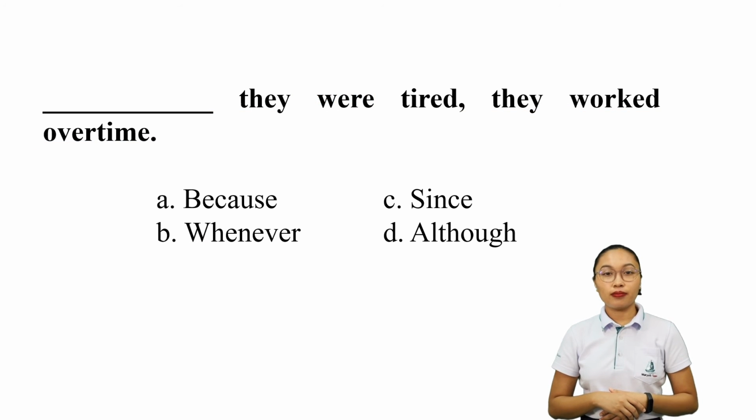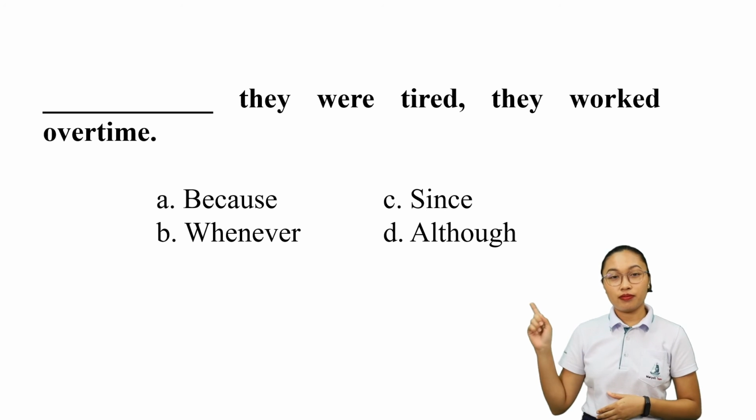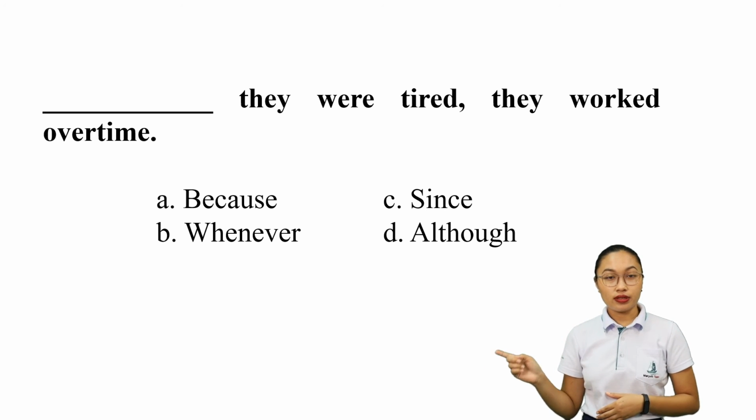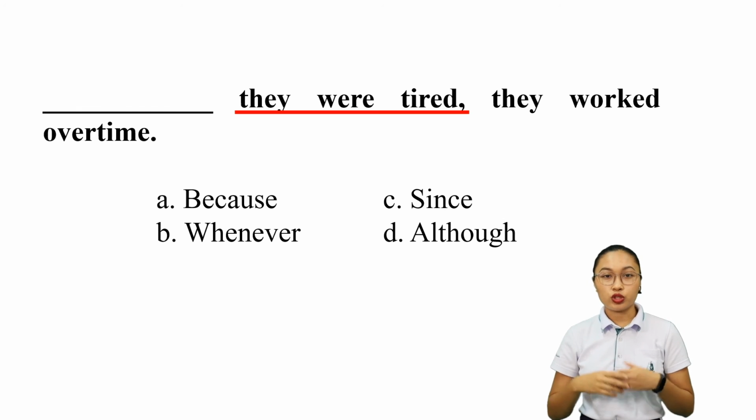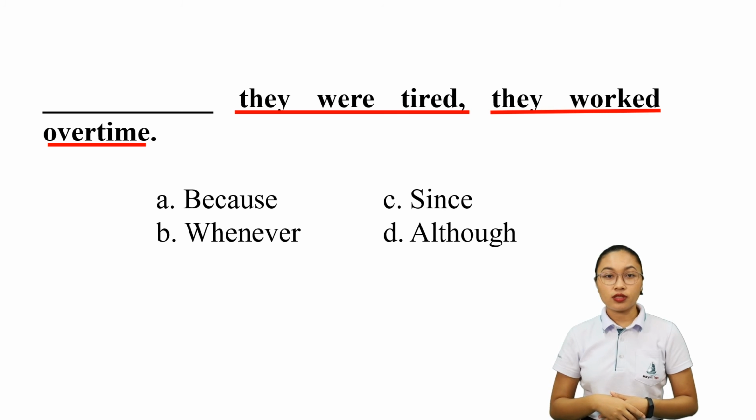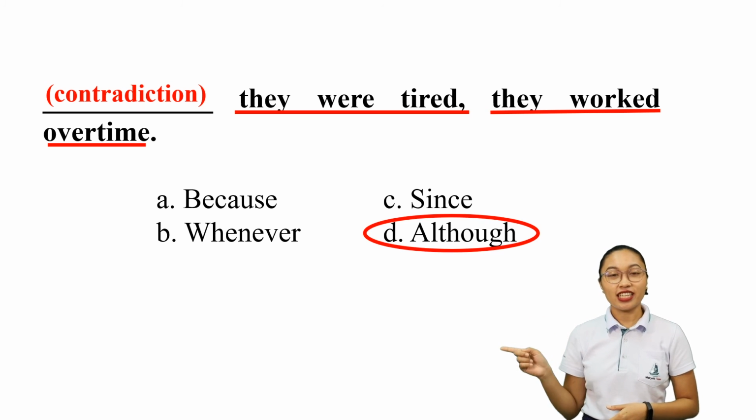Second, blank, they were tired, they worked overtime. A, because; B, whenever; C, since, or D, although. In this sentence, they were tired implies a negative idea, which means they should rest already. But the independent clause says they worked overtime, which contradicts the idea. When stating a contradiction, what conjunction should be used? Right, it's letter D, although.